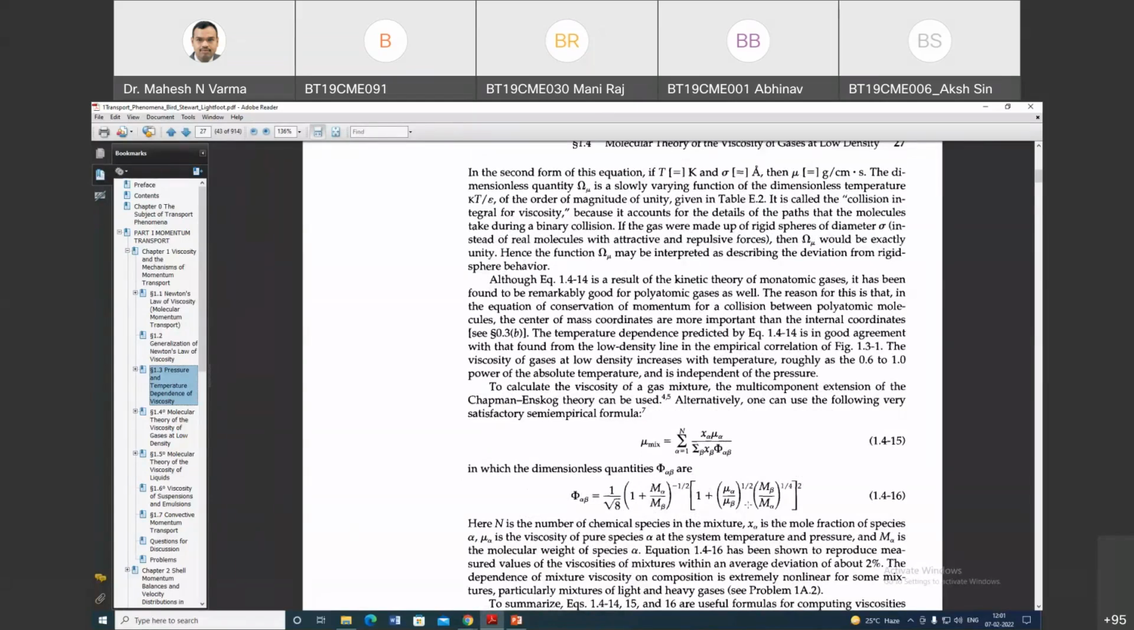The equations are important. Most importantly, you should know that there are equations available, and this is for gases. Everything is true for gases only, whatever equations we have covered currently. This is how we can get the viscosity of gases at different temperature and pressure. Is this clear to everybody?